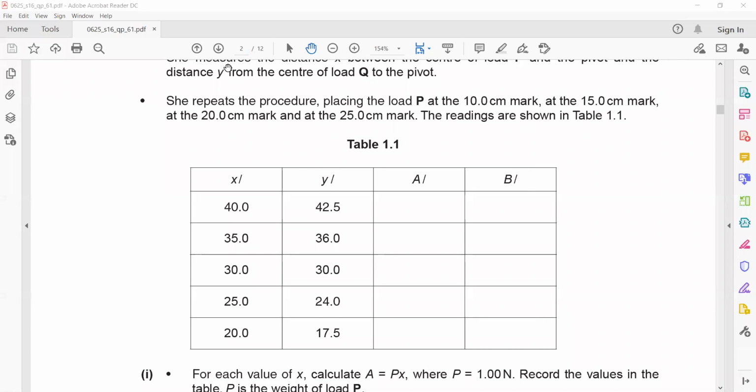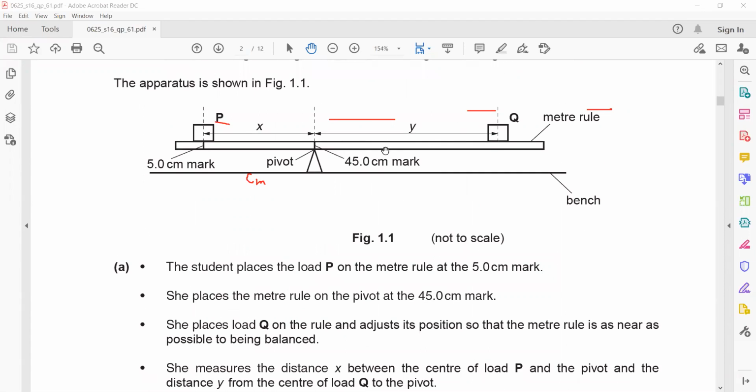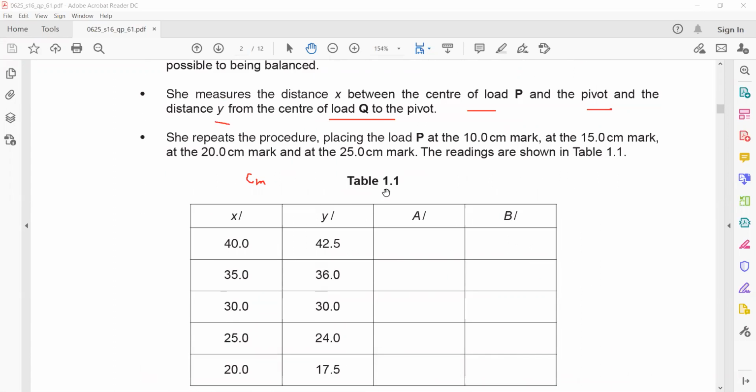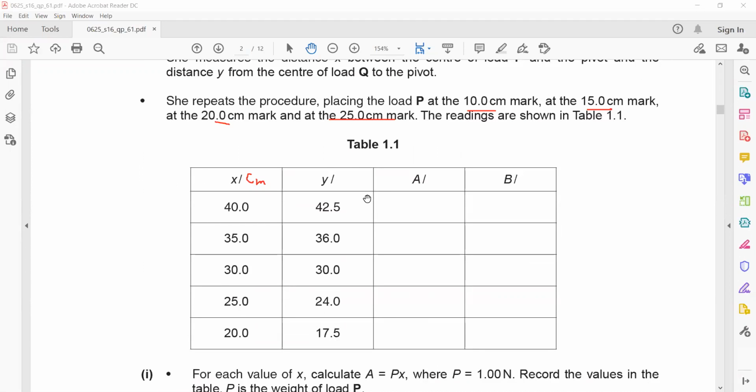Distance can be meter, millimeter, centimeter. How can you work it out? All the values of X are given in centimeter. What about the values of Y? Y is also in centimeter because Y is also a distance. This is a meter rule or a meter scale. If it was in meter, then it would be like 0.42, 0.36. So that is also centimeter.